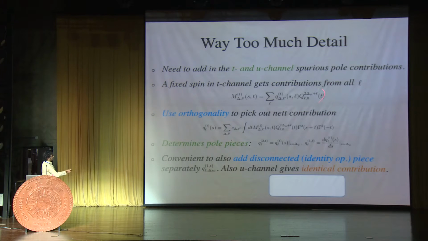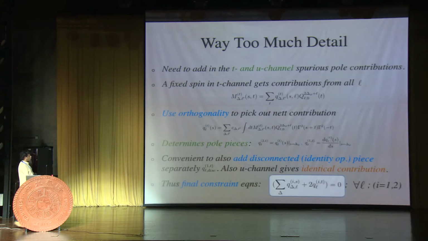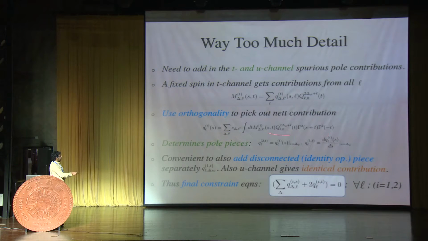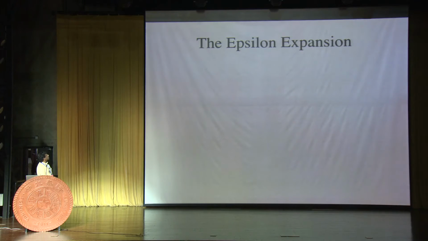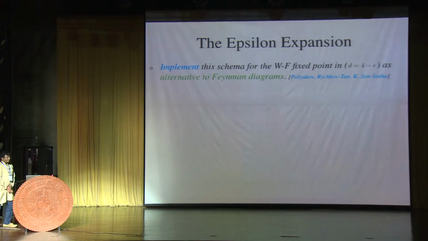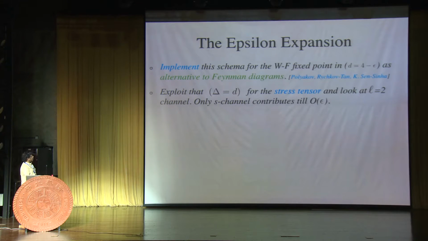The other nice thing, because of the properties of all these polynomials, is that the U channel gives an identical contribution to the T channel. So you just have to add twice the T channel contribution to the earlier S channel contribution that I had, and you get constraint equations like this for all spin L, and for each of these I equal to 1 to 2 for the single pole and the double pole. So we can implement this in the epsilon expansion as an alternative to Feynman diagrams.